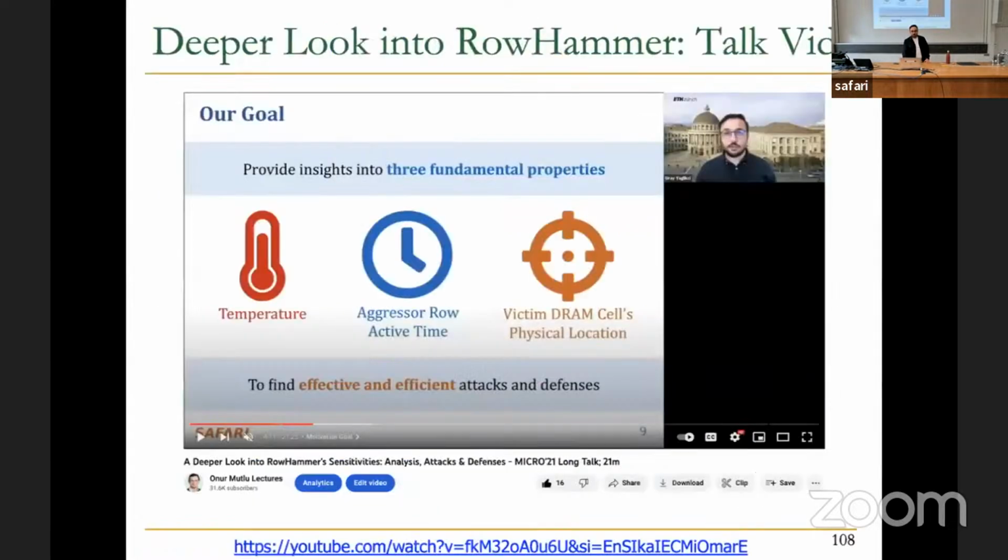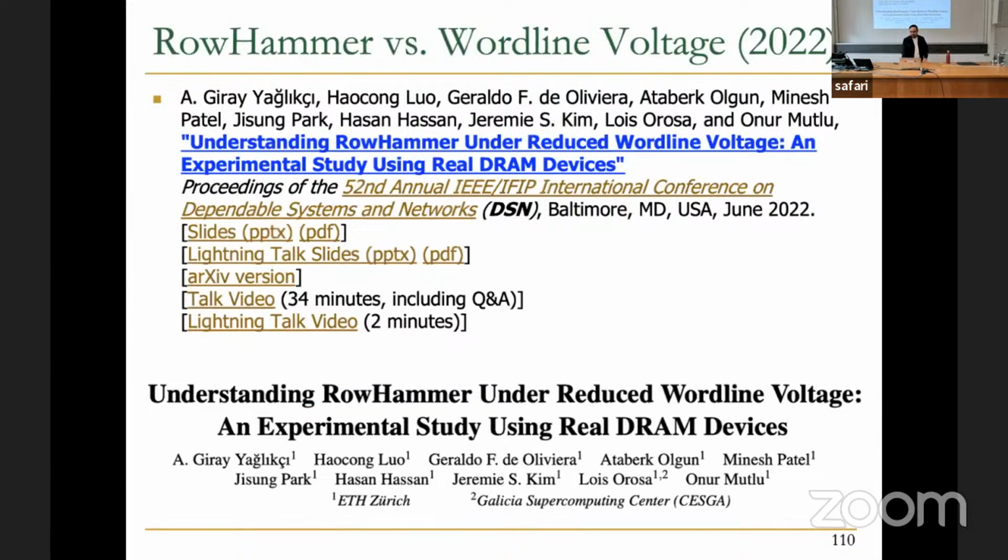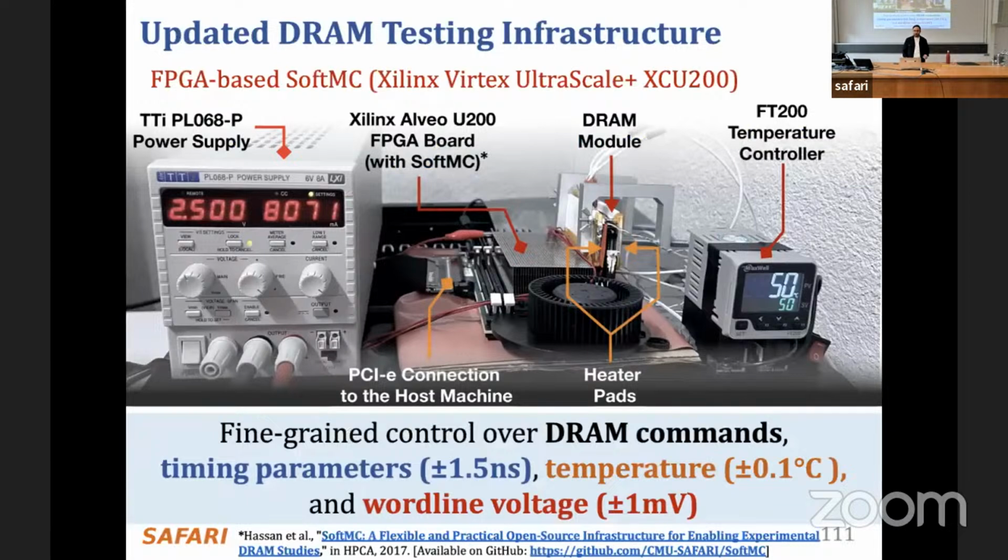Okay, let's move on. There's a more detailed talk that is as long as 21 minutes. I also gave a full hour lecture on this. I guess I can add that slide later on. So we have more RowHammer analysis. This is another paper that's part of my thesis. I also like this work.